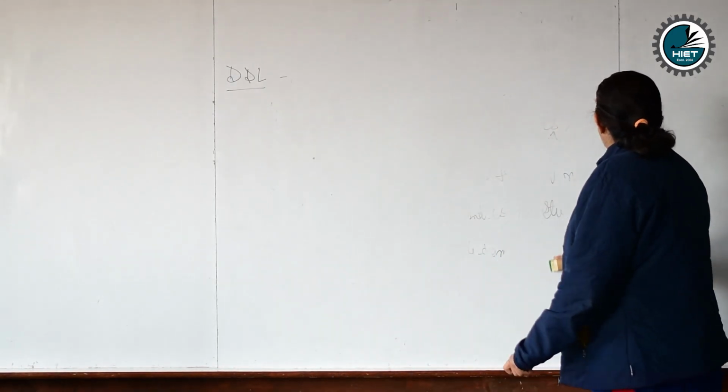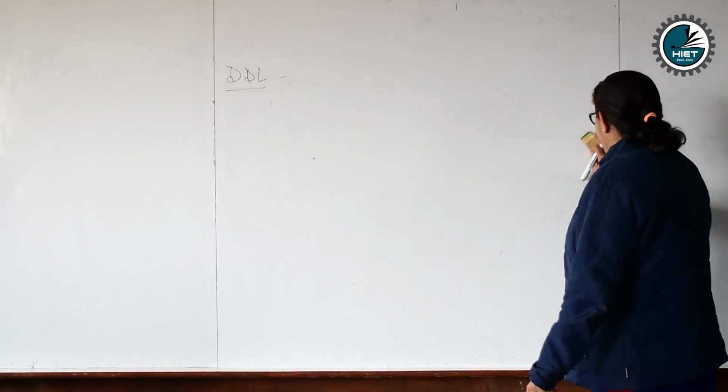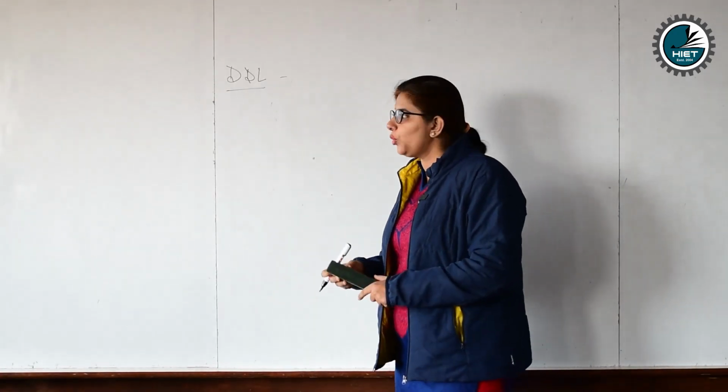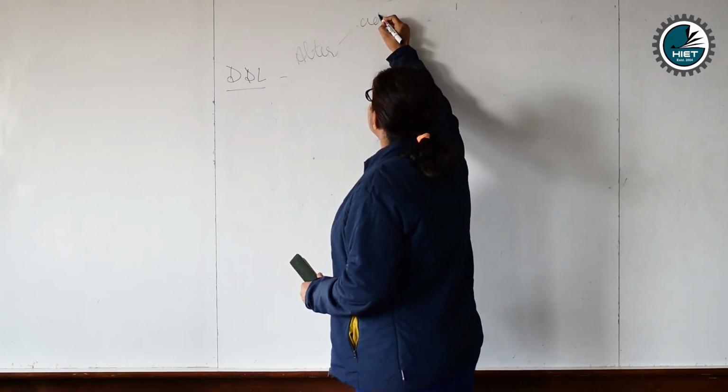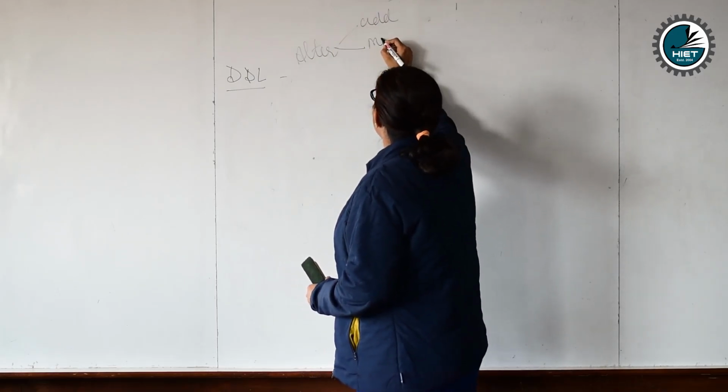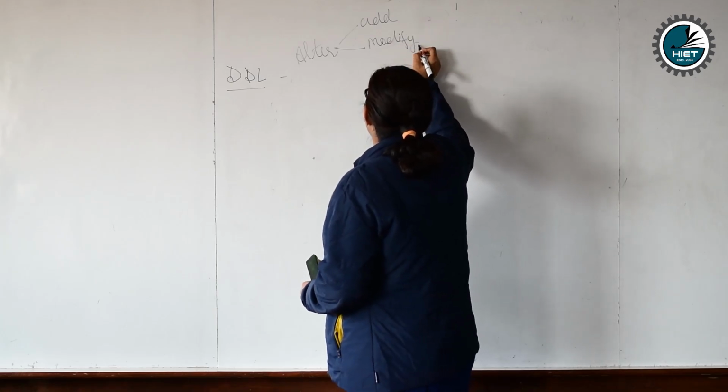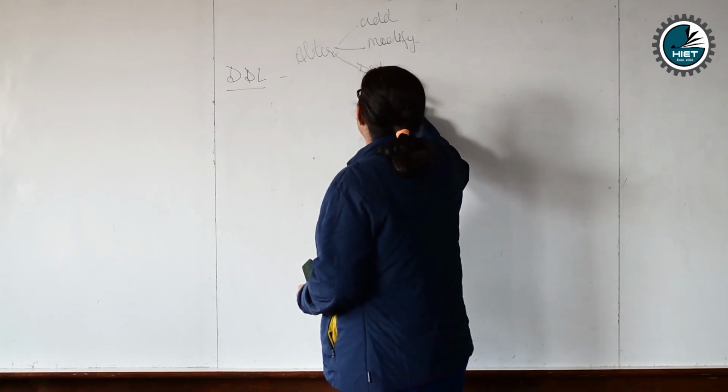What the alter command will do, with the help of alter, we can add a new column into a table. Alter with add, alter with modify, and alter with drop.